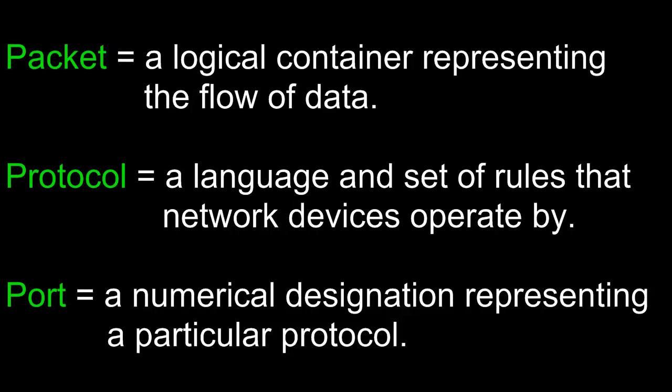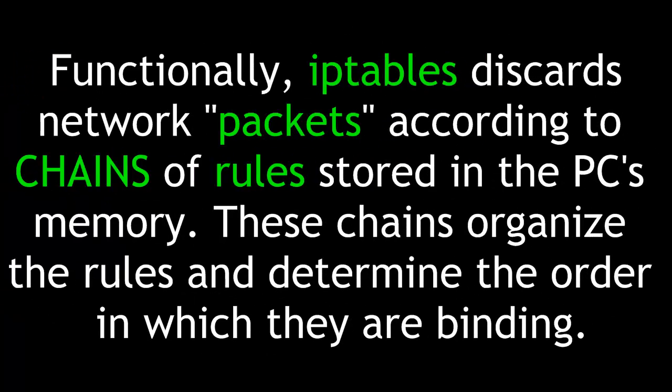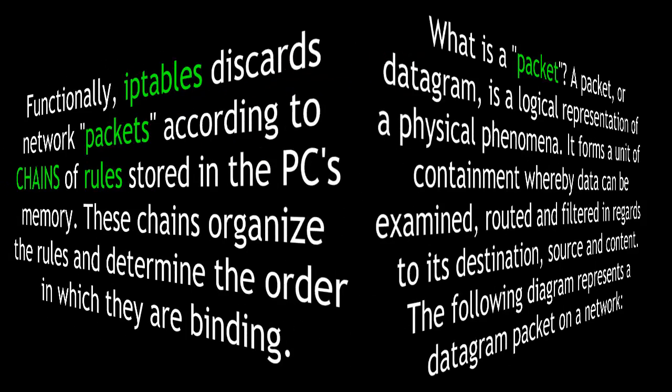The three P's are packets, protocols, and ports. A packet is a logical container representing the flow of data. A protocol is a language and set of rules that network devices operate by, and a port is a numerical designation representing a particular protocol. Functionally, iptables discards network packets according to chains of rules stored in the PC's memory. These chains organize the rules and determine the order in which they are binding.